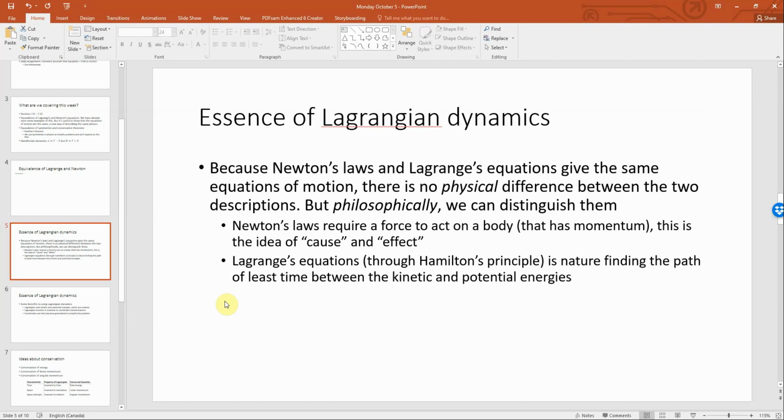Now Lagrange's equation, through Hamilton's principle, means that we're going to find the path of least time between the kinetic and potential energies, right? So L equals T minus U. And what we want to do is minimize this action, right? And so philosophically, what we're saying is that nature wants us to have the least action possible, and that is what leads to the equations of motion.